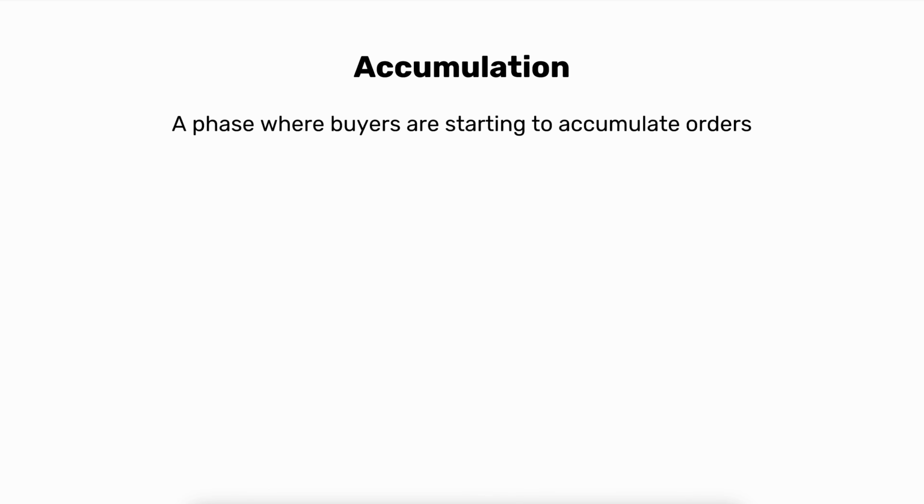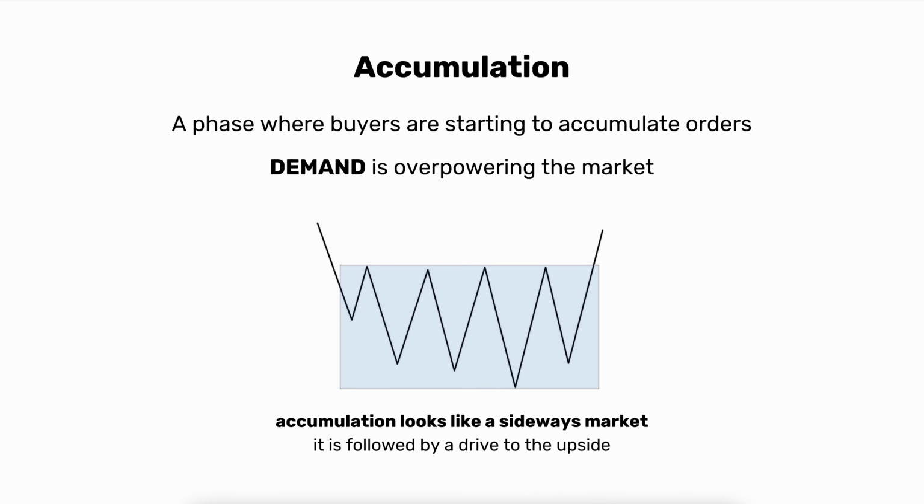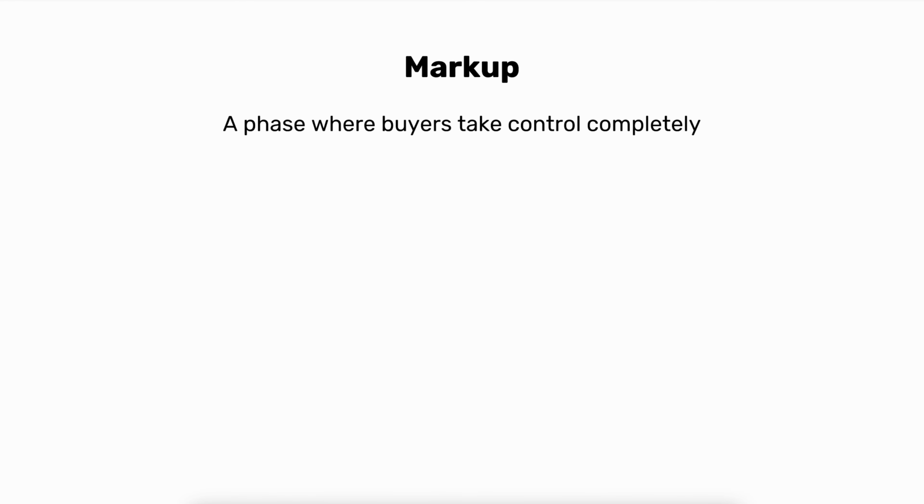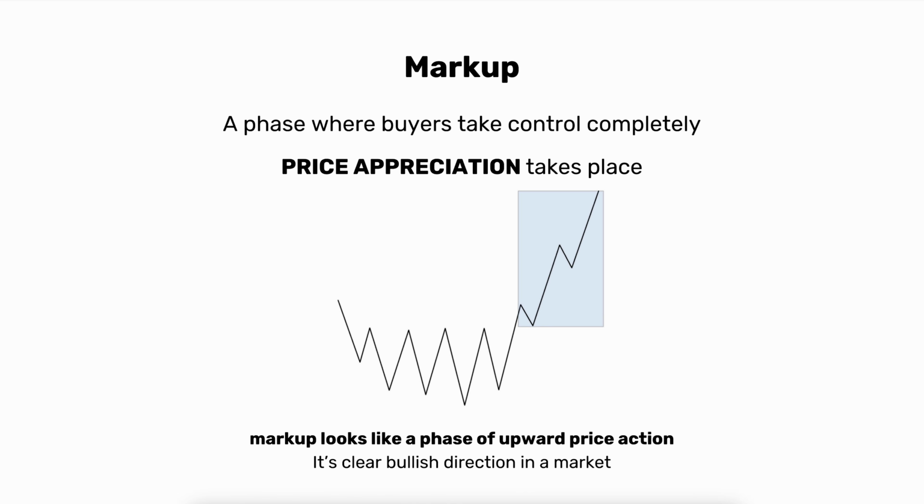So accumulation is a phase where buyers are starting to accumulate orders. It's where demand is overpowering the market. And it looks like this. It's pretty much a sideways market that is followed by a drive to the upside. Markup is a phase where buyers take control of the market completely. It's price appreciation. And it looks like this.